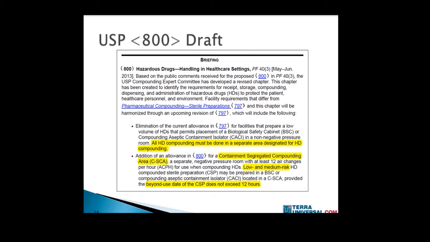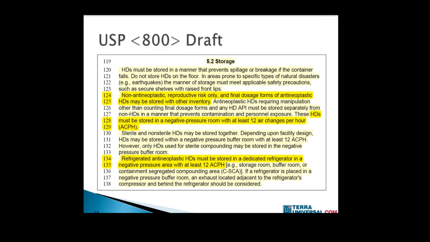USP is making it clear that all hazardous drug compounding must take place in a negative pressure room, whether it's a clean room or a segregated compounding area. To further complicate matters, hazardous drugs will also need a dedicated negative pressure storage area, with a few exceptions noted. You can see here the specific storage exemptions in the first highlighted sections on lines 124 and 125. Because the language here is very specific, we think it's unlikely to change significantly in any final revisions.